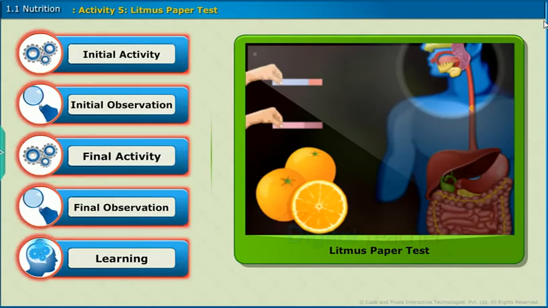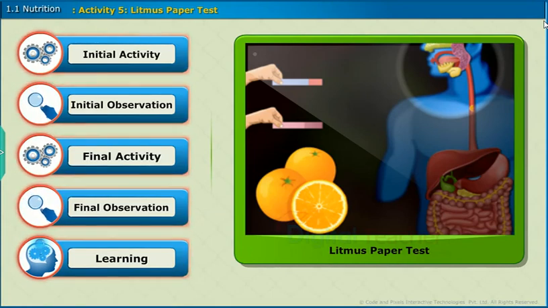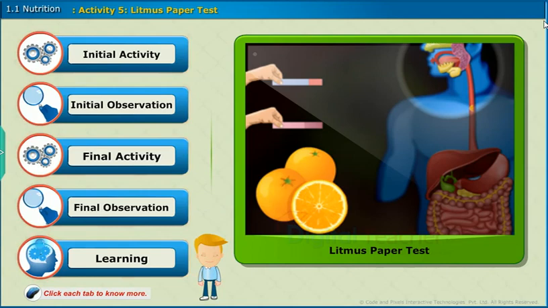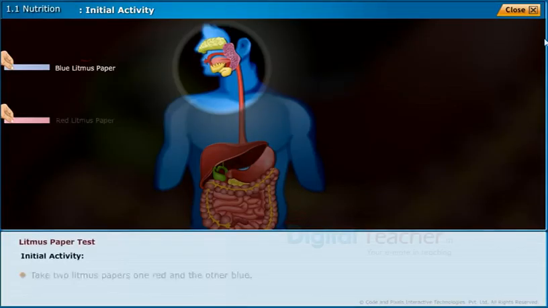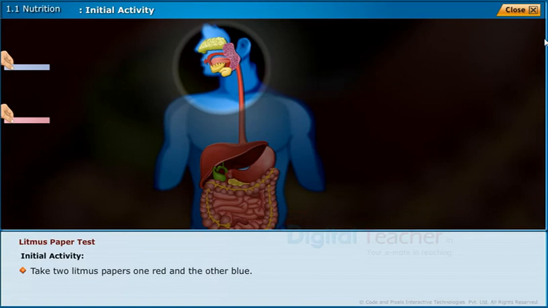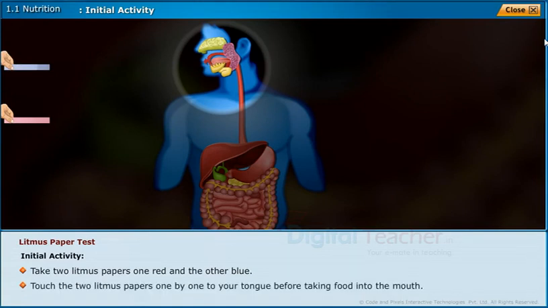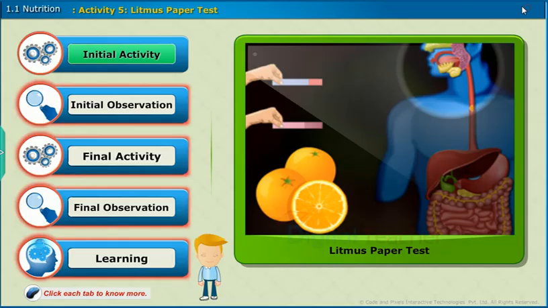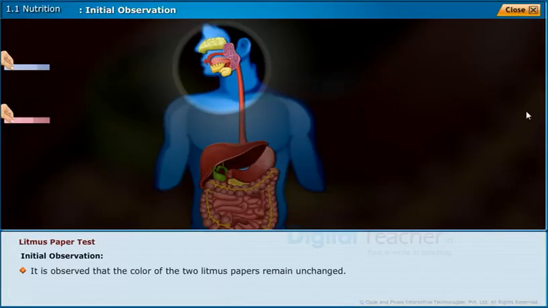Here, let us perform an activity where the acidic and basic nature of food materials are tested using litmus paper. Click each tab to know more. Take two litmus papers, one red and the other blue. Touch the two litmus papers one by one to your tongue before taking food into the mouth. Observe whether the litmus papers change color. It is observed that the color of the two litmus papers remains unchanged.